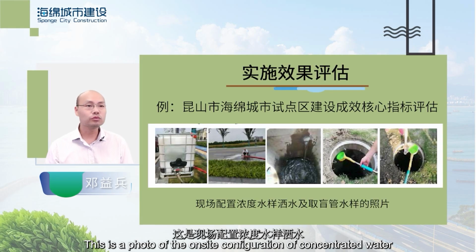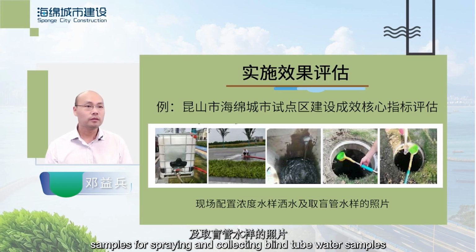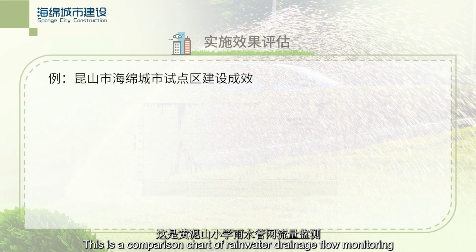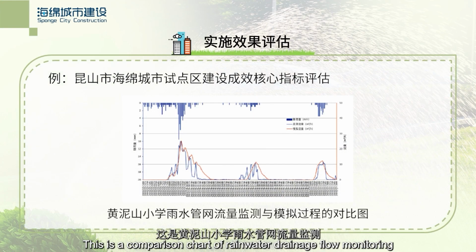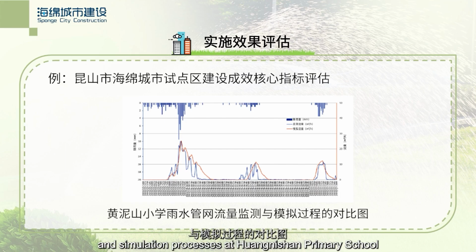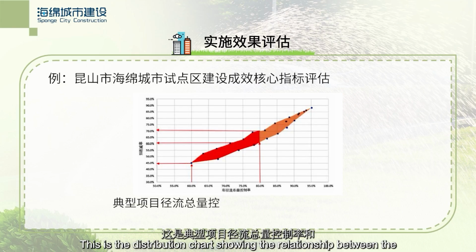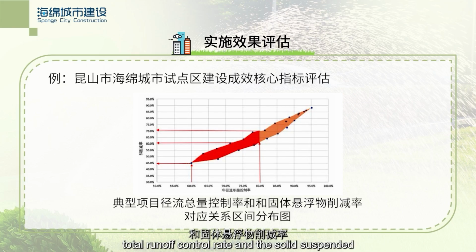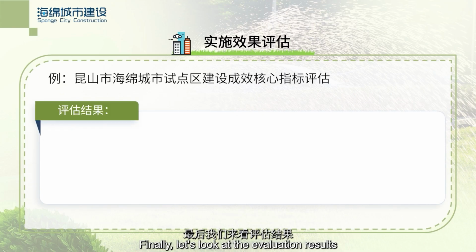This is a photo of the on-site configuration of concentrated water samples for spraying and collecting blind tube water samples. This is a comparison chart of rainwater drainage flow monitoring and simulation processes at Huangmission Primary School. This is the distribution chart showing the relationship between the total runoff control rate and the solid suspended matter reduction rate of typical projects. Finally, let's look at the evaluation results.